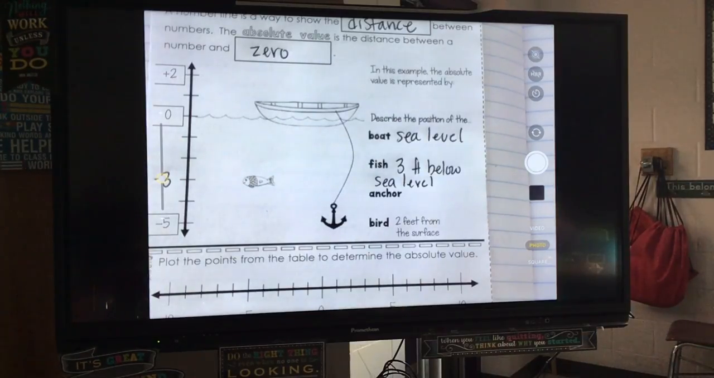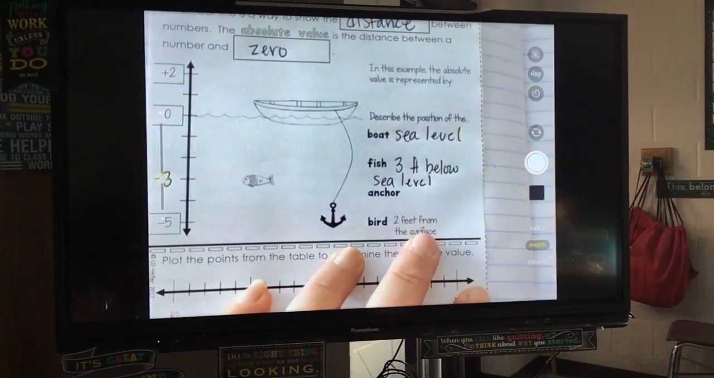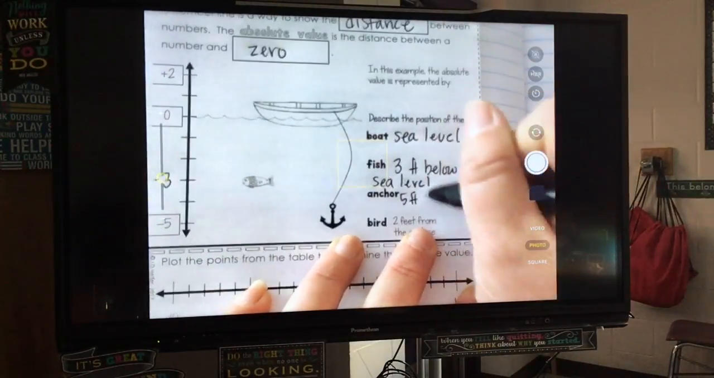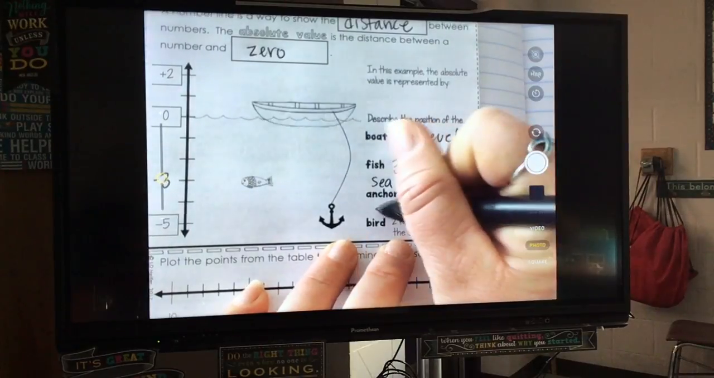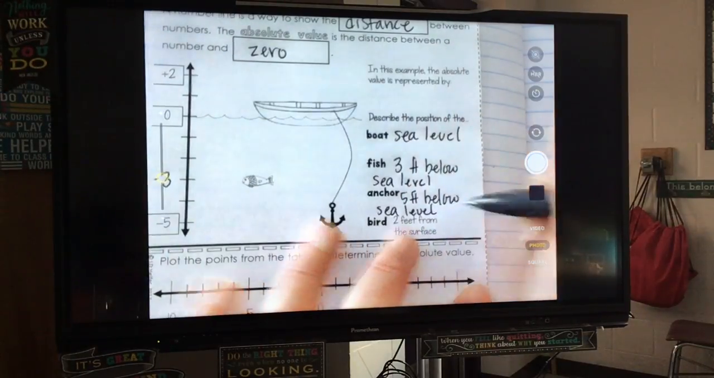All right, what about the anchor? Where's the anchor located? Brielle? -5. So it's located at -5. So Brielle, would you say it's -5 feet below sea level, or would you say it's just 3 feet below? No, we're talking about the anchor. So we would say it is 5 feet below sea level. Is that what you meant? Yeah. Okay.